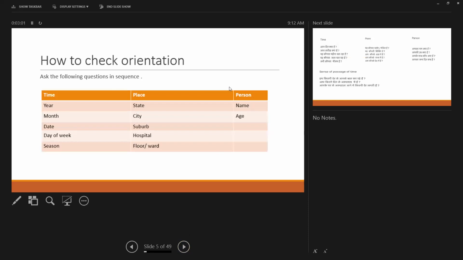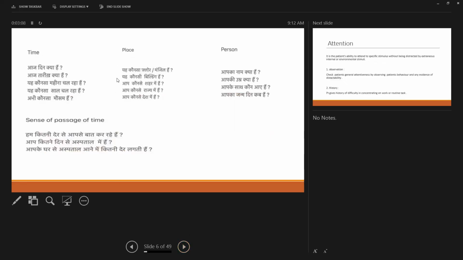To check the orientation, we will ask the patient about time, place, and person in the same order, or we can simply ask these questions.